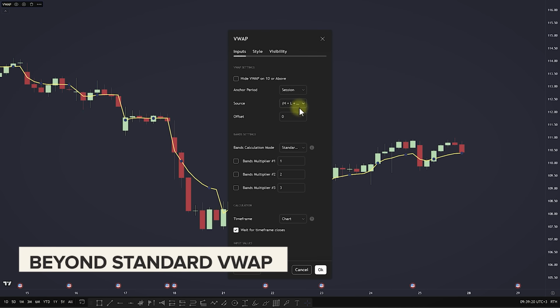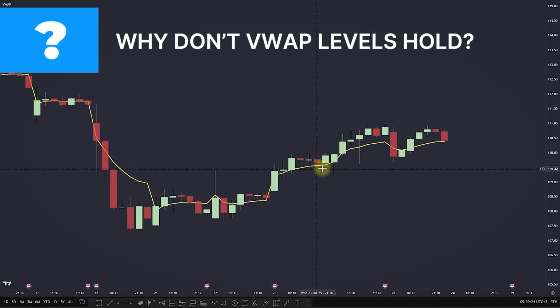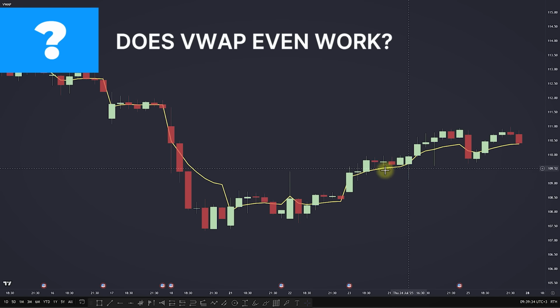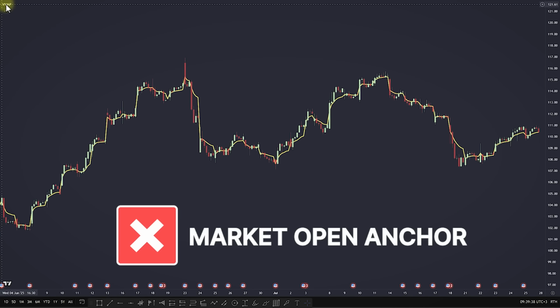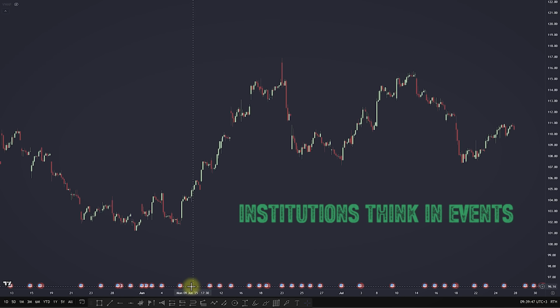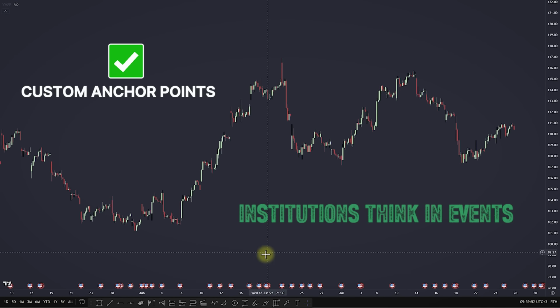Standard session VWAP isn't the only game in town. Here's the situation. You're using regular VWAP, but the levels don't seem to matter. Price blows through them like they're not even there. You start questioning if VWAP even works. The problem is, you're using the wrong anchor point. Session VWAP resets every day at market open. But institutions don't think in daily sessions. They think in events. What you really want is custom anchor points.